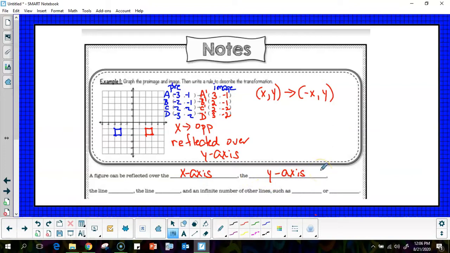It can be reflected over the line y equals x, and we'll show you what that looks like, over y equals negative x, or the opposite of x. And there are an infinite number of other types of lines, horizontal and vertical, that it could be reflected over, and we're going to look at one or two of those as well. It might be reflected over something like x equals 7 or y equals negative 3.